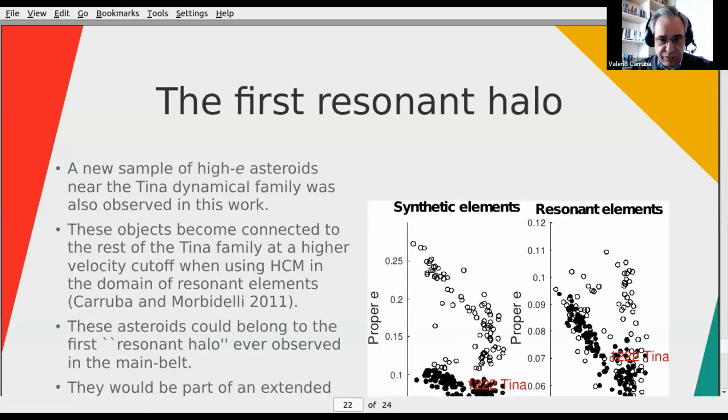Also, the Tina family was the first family ever found in stable configurations of the NU6 resonance. And with this work, we identify a series of new objects, which are the empty circles in the plots, which are part of a newly discovered resonant halo for this family. So the halo is a part of the family which is not detectable using standard methods for family identification. Most families have been found to have a halo, but this is the first case ever found of a resonant halo in the main belt.